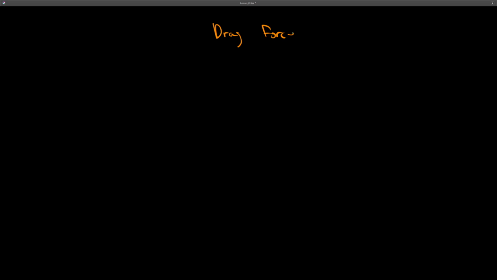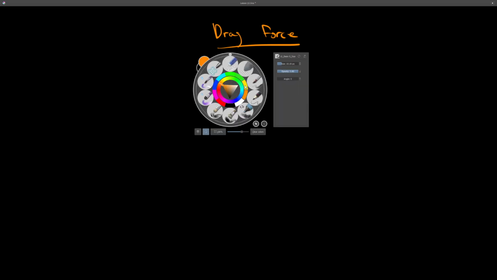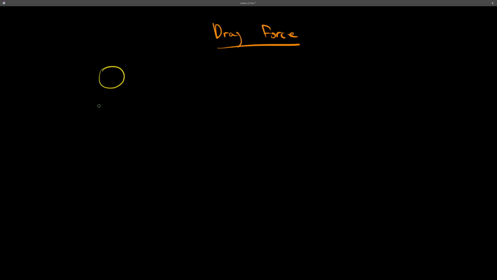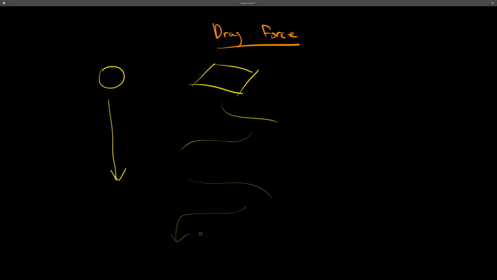So the next idea is going to be drag force. Drag force is the resistance an object experiences when traveling through a fluid. What this means is, for example, if you drop a ball from the top of a building, it's going to experience less drag force than, for example, if you drop a paper. If you drop a paper, it's going to flow like this and then like that. It's going to eventually reach the ground. This is drag force, and it's a lot greater than the force when you throw a ball.